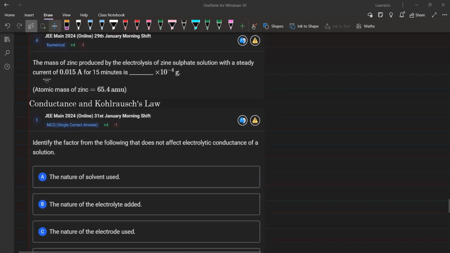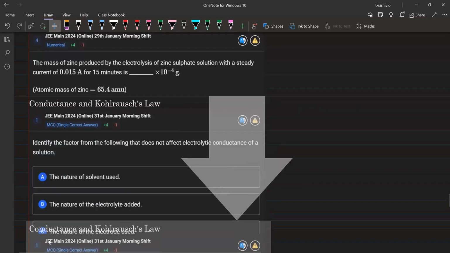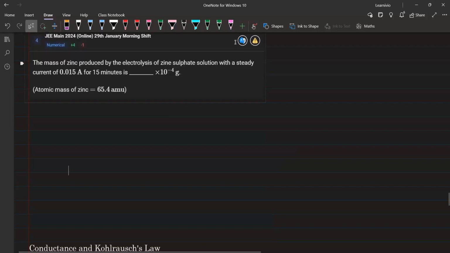Try this. Now do it yourself. The mass of zinc produced by the electrolysis of zinc sulfate solution with a steady current for some minutes. This is quite easy. This is absolutely a boards-level question. Take 2 minutes for this and give me the answer in fractions also if possible. If the fraction also comes within 2 minutes, that is enough.